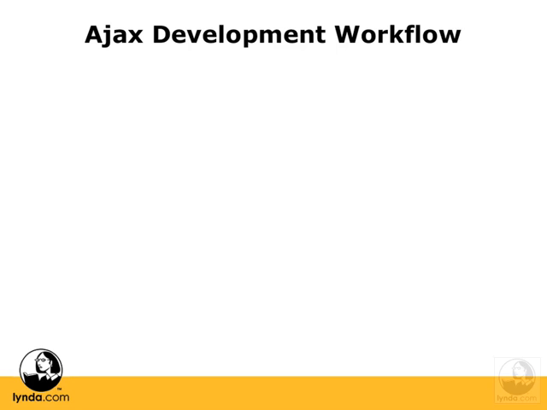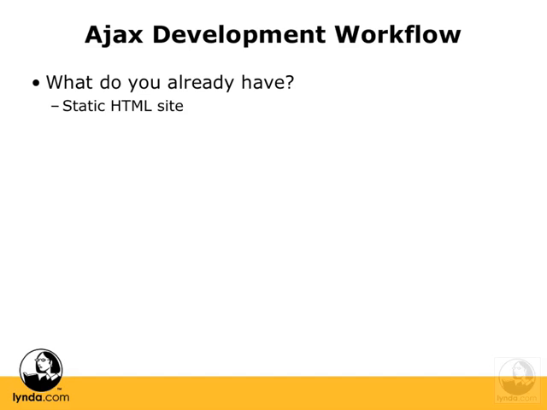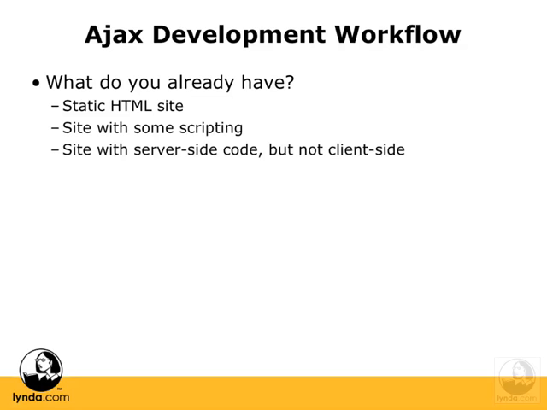Now that we're getting started on Ajax, I'm assuming that you already have a site to which you wish to add Ajax. So what kind of site do you already have? Maybe it's a static HTML site. Maybe it's a site with a little bit of JavaScript, but no Ajax code yet. Or maybe it's a site where you've got tons of stuff that's already in PHP, Ruby on Rails, Perl, whatever, but all your code's on the server side. But now you want to add some client-side fanciness to it, and you want to do that using Ajax. So I'm assuming that you're already going to have some of this stuff.